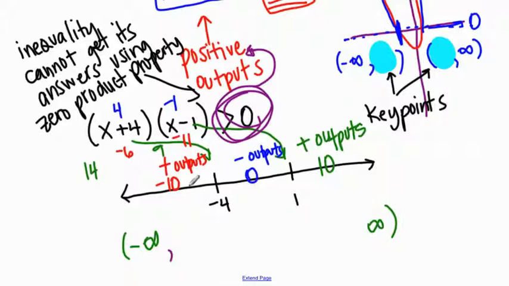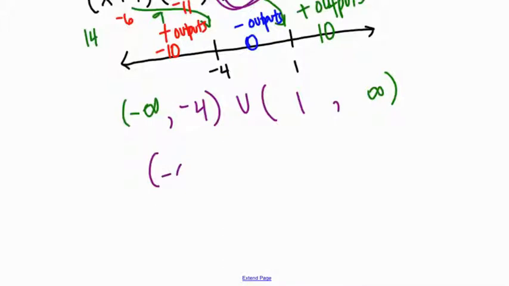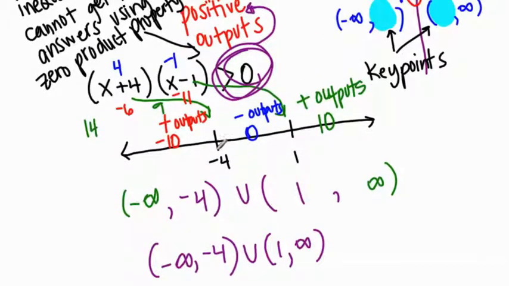Therefore, my interval would go from negative infinity to negative 4, union with 1 to infinity. These would be open intervals, meaning parentheses, because I do not want equal to 0. I only want greater than 0. If I put a negative 4 in, I'm going to get equal to 0. If I put a 1 in, I'm going to get equal to 0. I don't want equal to 0. I just want greater than 0. Therefore, we have parentheses.